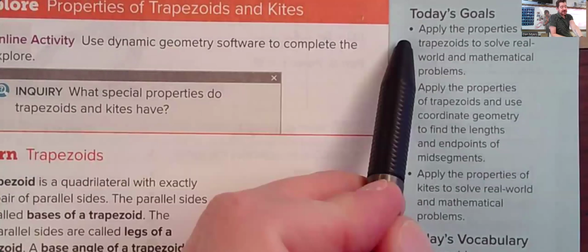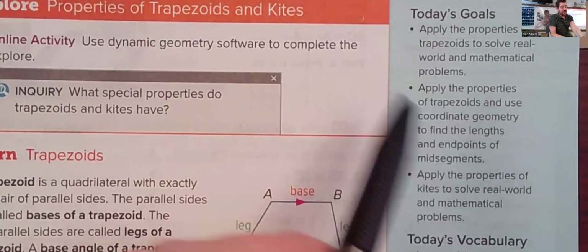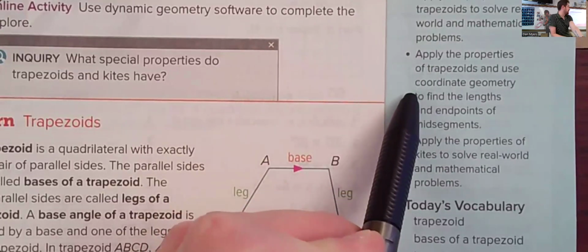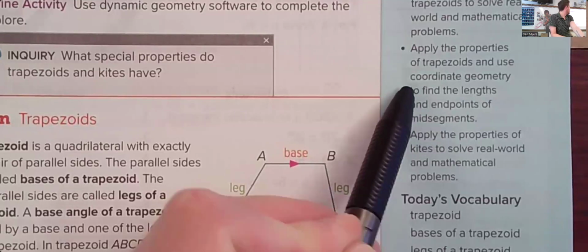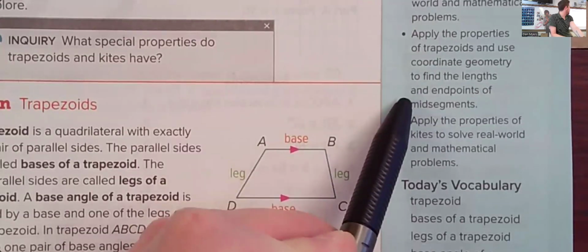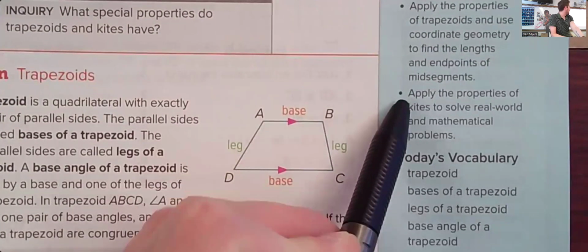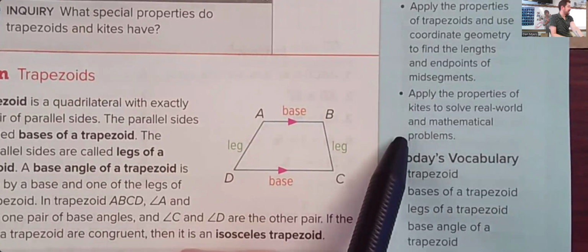We're going to apply properties of trapezoids to solve real-world and mathematical problems. We'll then apply properties of trapezoids and use coordinate geometry. So we can't really do geometry without talking about coordinates, to figure out lengths and endpoints of mid-segments, all that good stuff. We will also apply the properties of kites to solve real-world and mathematical problems.